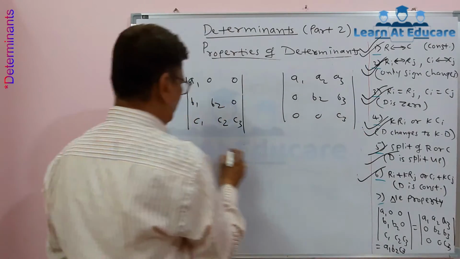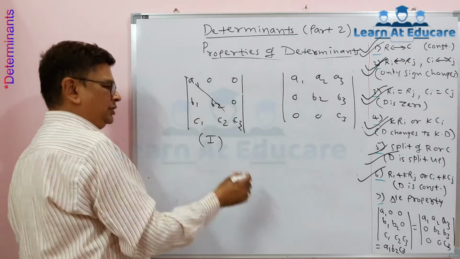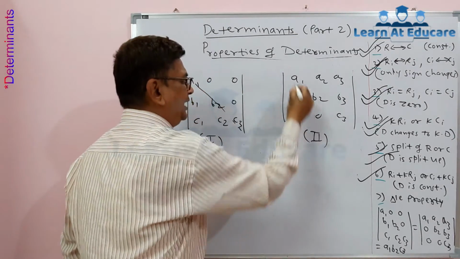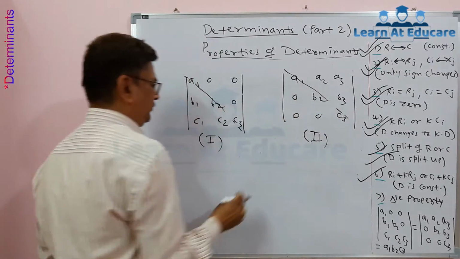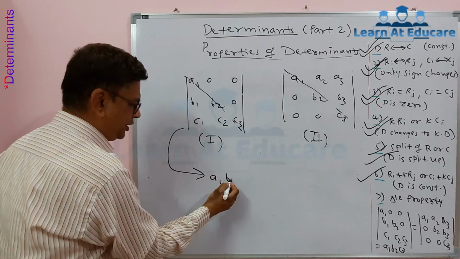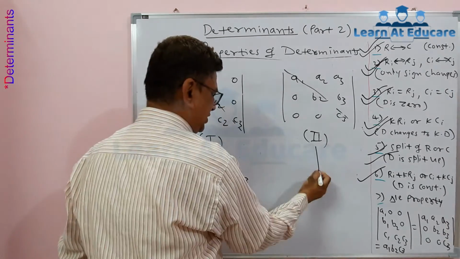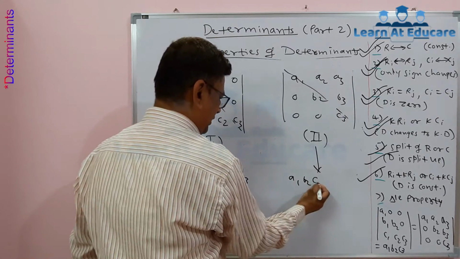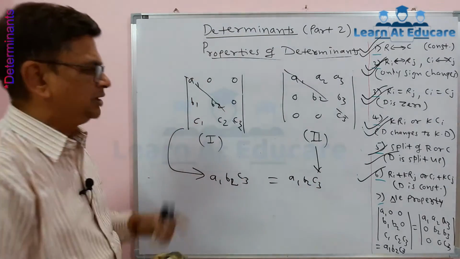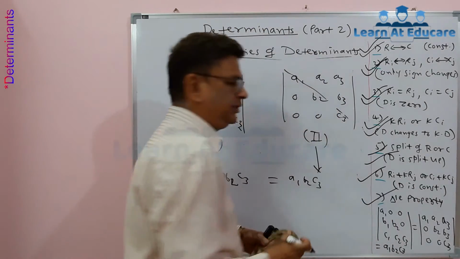Can you observe? In this first determinant, the elements above the diagonal are 0. In the second determinant, the elements below the diagonal are 0. If you solve this determinant, you will get the product a1 b2 c3, meaning the product of the diagonal elements. Here also you will get a1 b2 c3, that means one and the same. So that is the triangle property of a determinant.